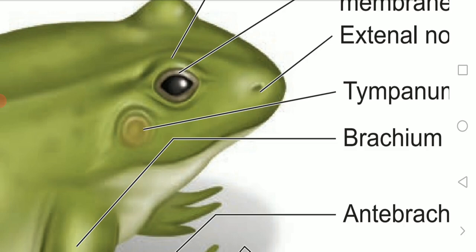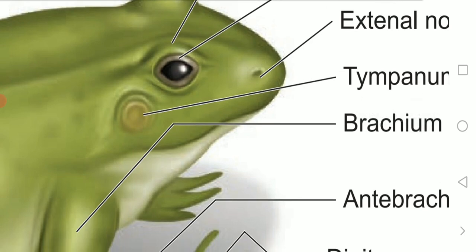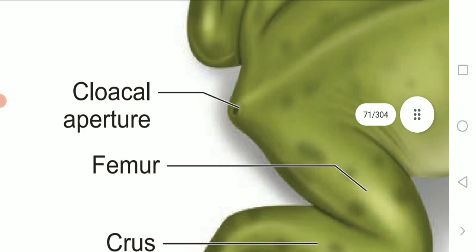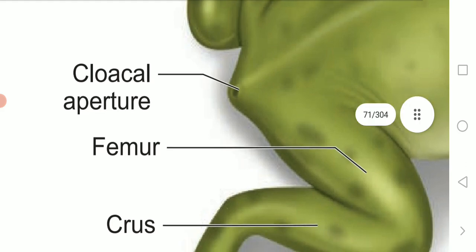Neck and tail are absent. The trunk bears a pair of forelimbs and a pair of hind limbs. At the posterior end of the dorsal side, between the hind limbs, is the cloacal aperture. You can find it here. This is what we call the cloacal aperture. It is a common opening for the digestive, excretory and reproductive systems.